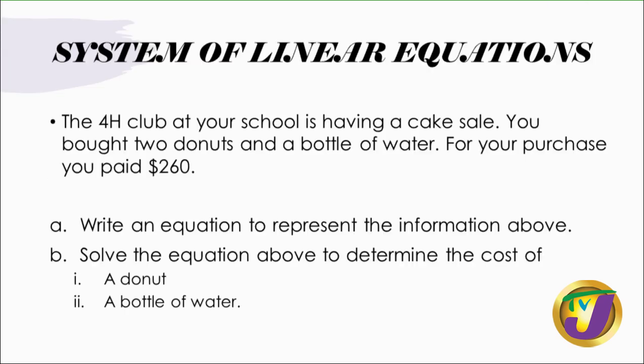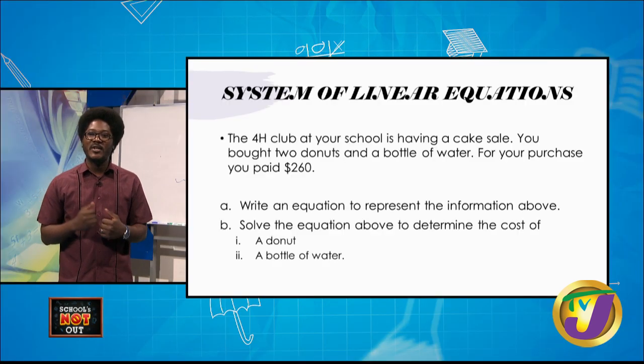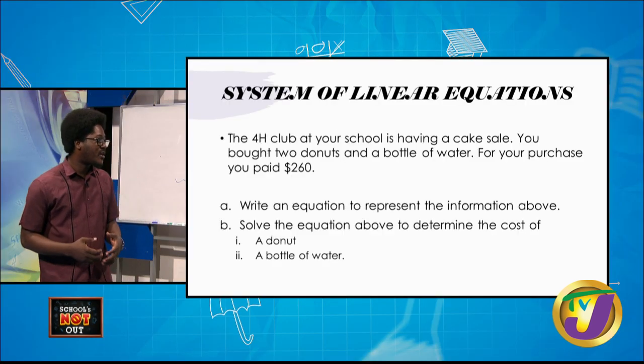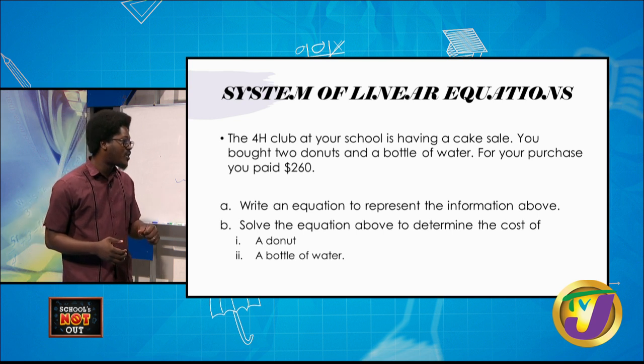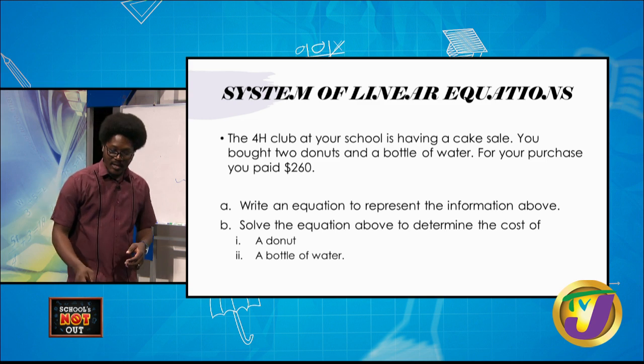Now, to explain a little bit more of what simultaneous equations are, we're going to use a very simple example. The 4-H club at your school is having a cake sale. You bought 2 donuts and a bottle of water. For your purchase, you paid $260. We are to write an equation using the information above, and we are also to solve the equation to determine the cost of a bottle of water and a donut.